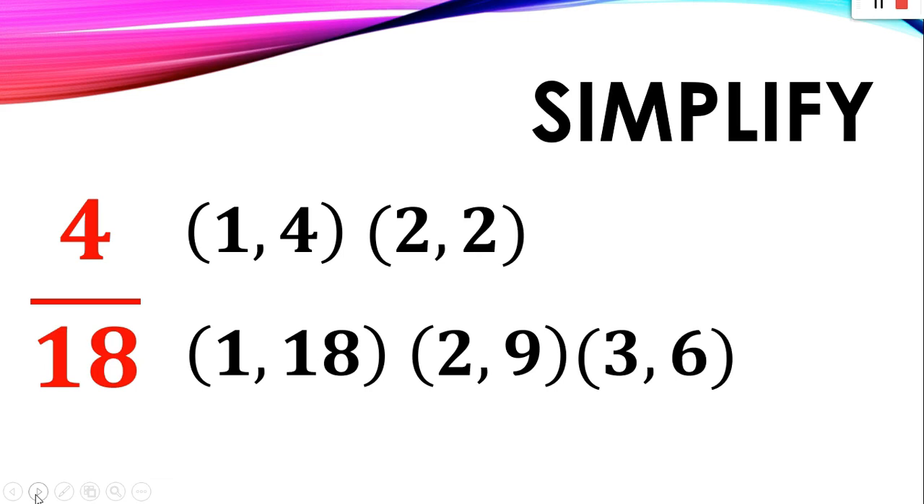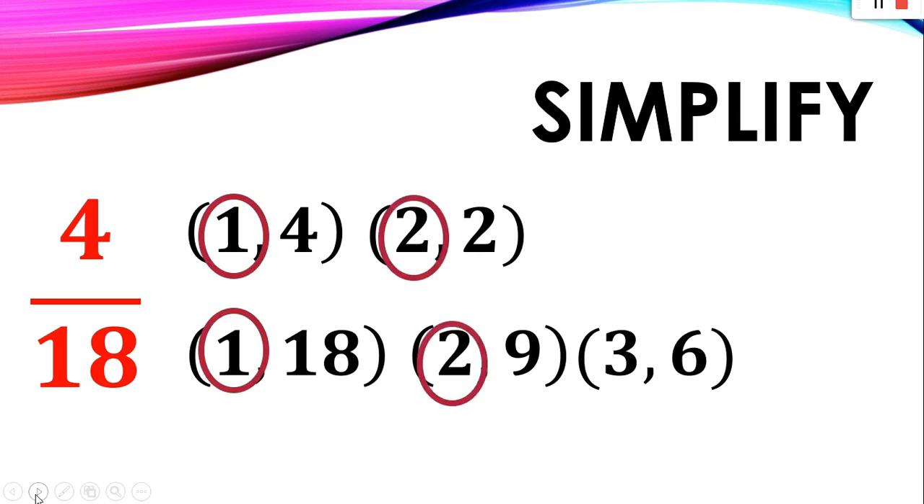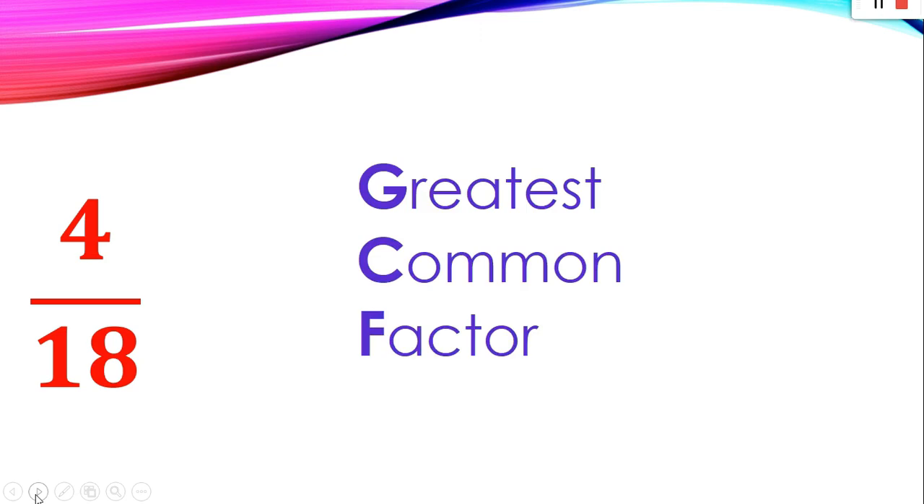Now let's circle the common factors. 1 and 2. Correct. Can you tell me the greatest common factor? Yes. The greatest common factor is 2. Do you remember the next step?